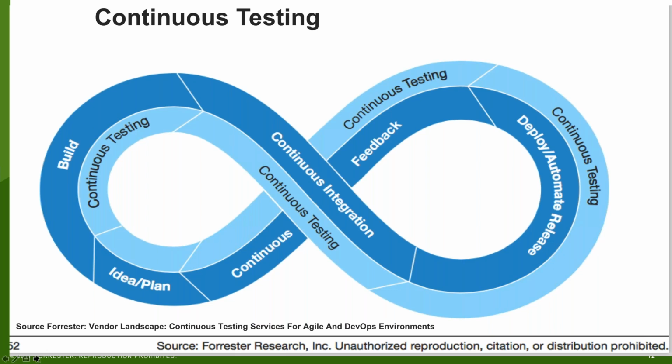And so continuous testing really means a lot of automation. It means, as you will see, shifting testing to the left. It means converging performance and functional testing. It means diminishing as much as possible all sorts and types of manual testing.